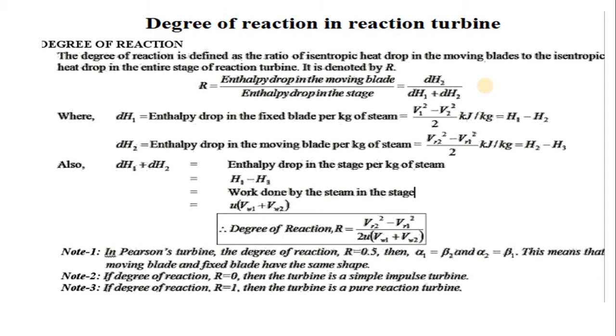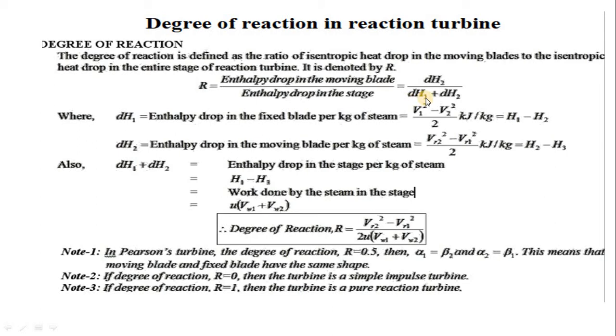So if we want to calculate the heat drop in the moving blade, then it is H1 minus H2, and the heat drop in the stage, from point 1 to point 3, that is from nozzle to fixed blade, is H1 minus H3. So here you get the idea of the definition: it is the ratio of the isentropic heat drop in the moving blade to the isentropic heat drop in the entire stage of the reaction turbine. The degree of reaction is denoted by R. So R is equal to the enthalpy drop in the moving blade upon the enthalpy drop in the stage.